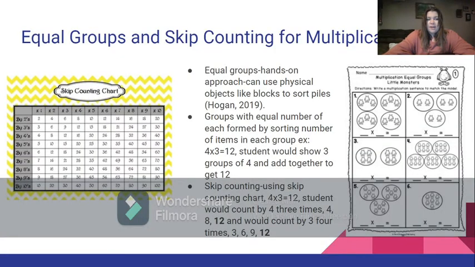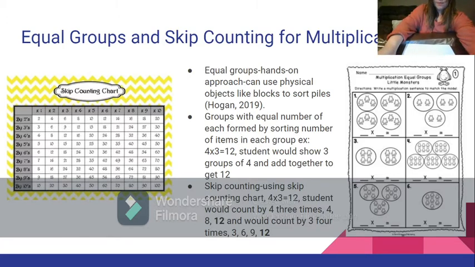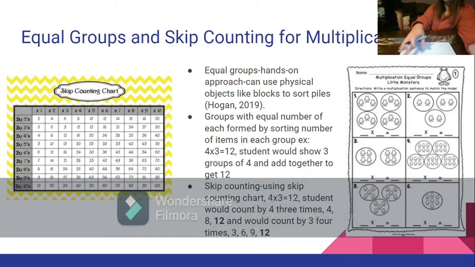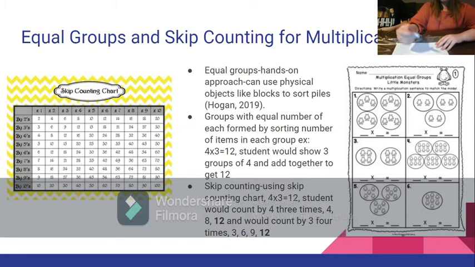So my first method is equal groups and skip counting for multiplication. So equal groups is a hands-on approach where you can use physical objects like blocks to sort piles. For each of these methods, I'm going to be using a student to demonstrate each strategy. So equal groups is groups with equal numbers of each formed by sorting number of items in each group.